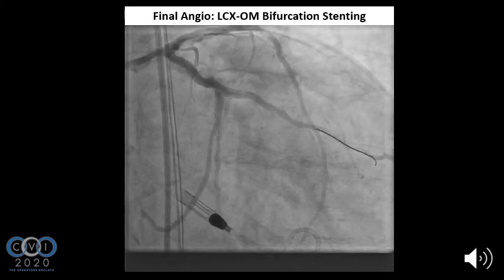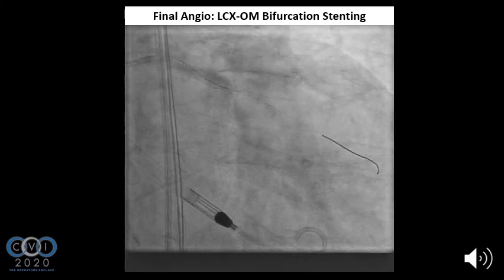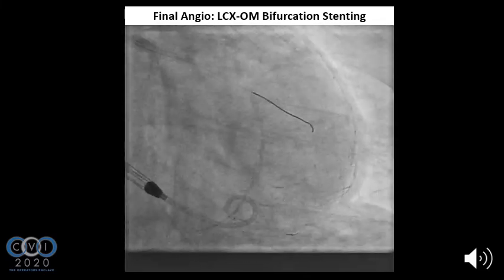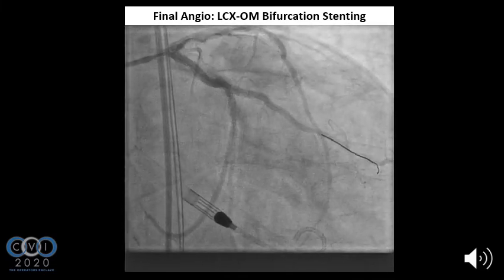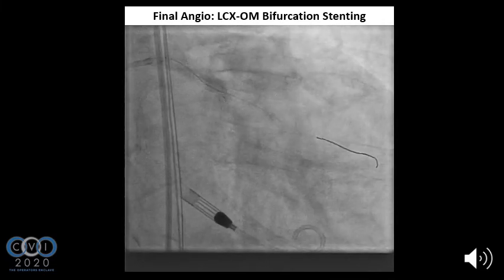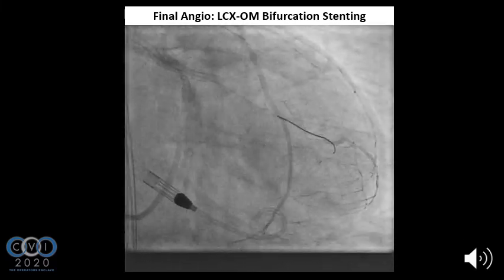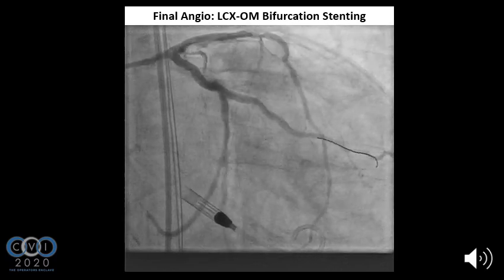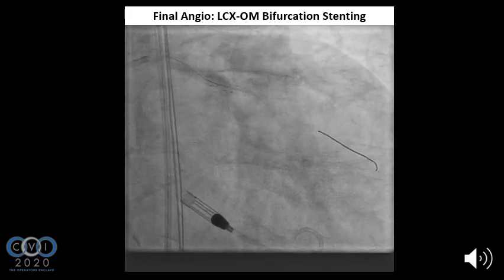This is the final result, as stated earlier, of the circumflex and obtuse marginal branch intervention. Now, please note the extensive amount of calcification, the performance of atherectomy, bifurcation stenting, and very aggressive post-dilation with non-compliant balloons, performed as high as 3.5 millimeters in diameter.